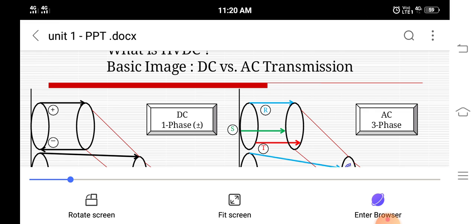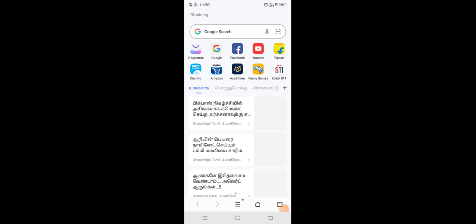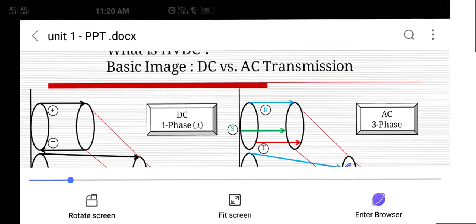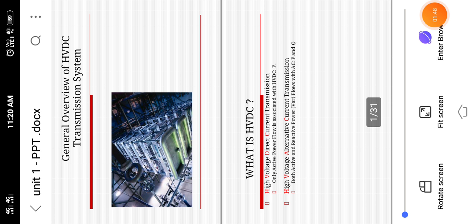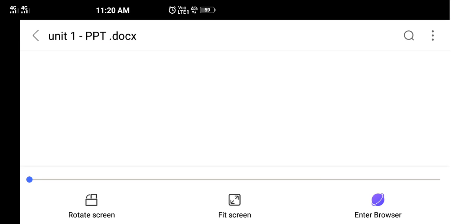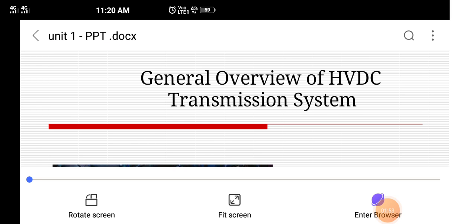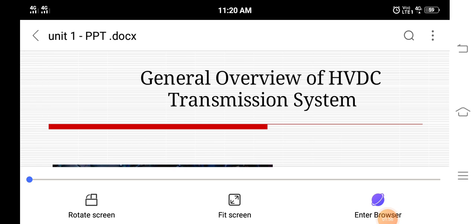Then economics of power transmission: the cost of the transmission line includes the investment and operational cost. The investment includes the cost of right of way, transmission towers, conductors, insulator and terminal equipment. The operational cost includes mainly the cost of losses.